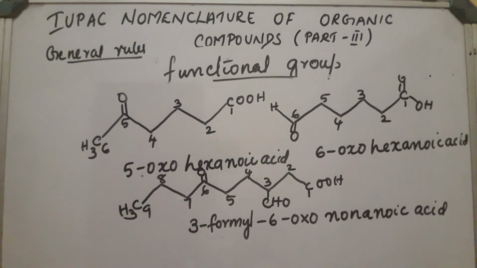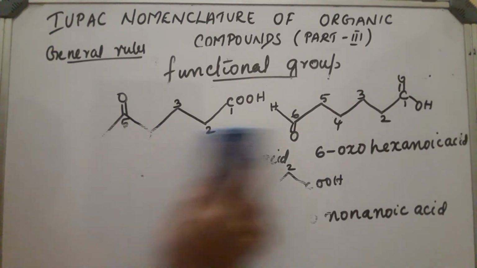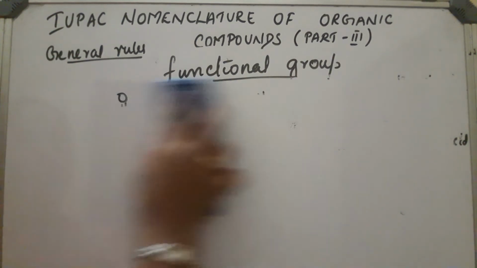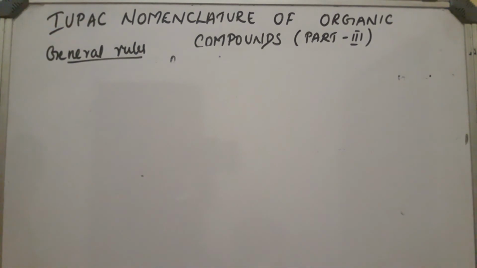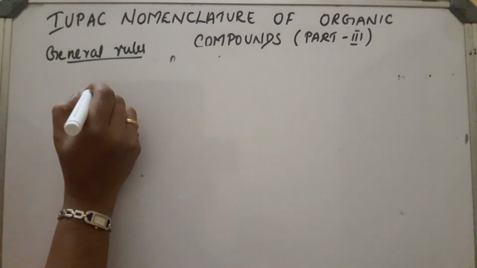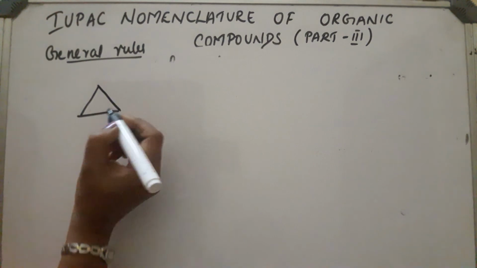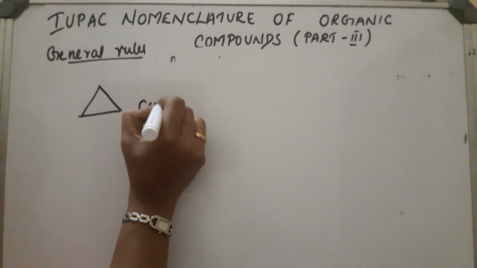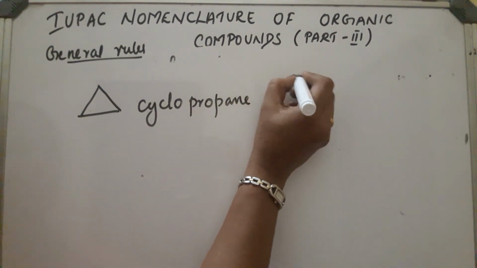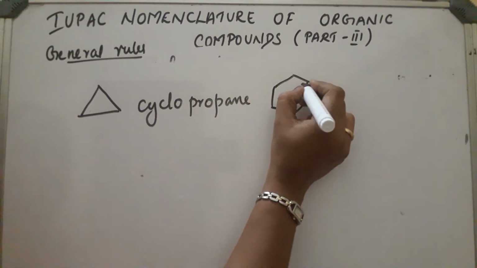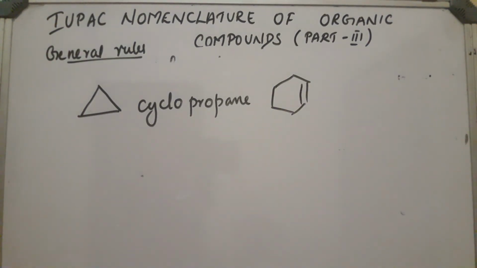Okay, this much about the naming of the functional groups. Now let us see the nomenclature of aliphatic cyclic compounds, alicyclic compounds. We know that there are certain compounds like this, so we have to add the prefix cyclo. This is cyclopropane. Take another compound. Here a double bond is there, so cyclohexene.